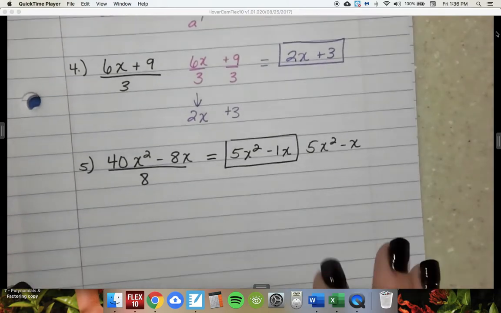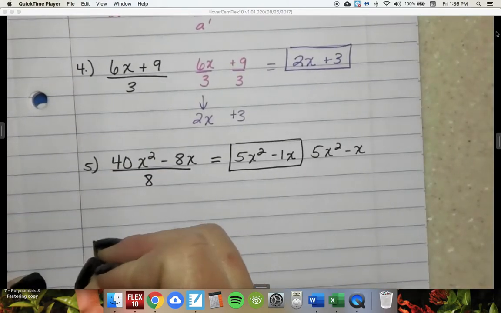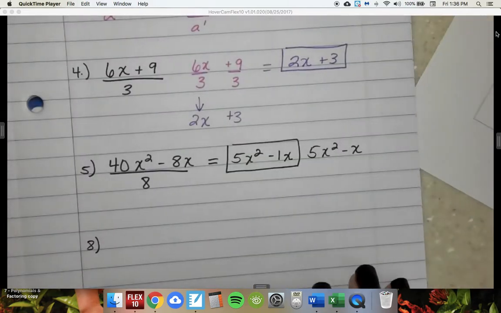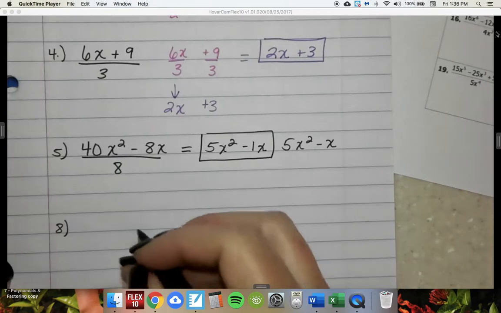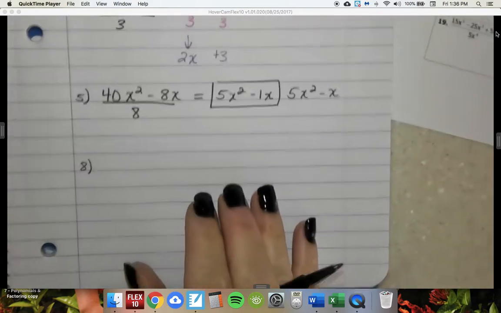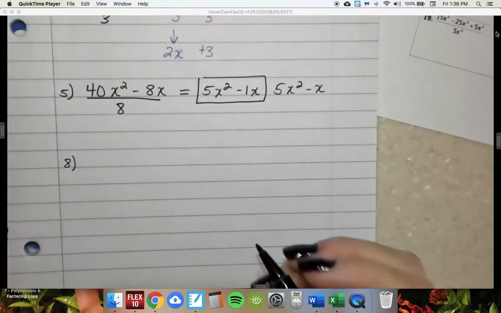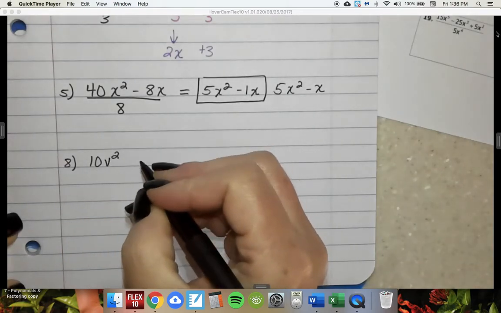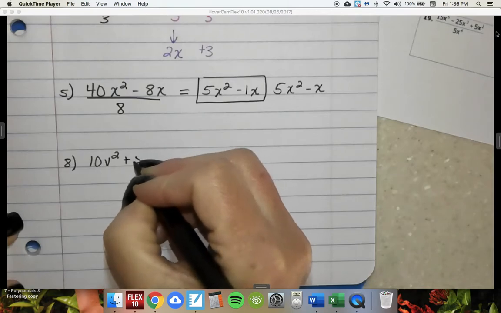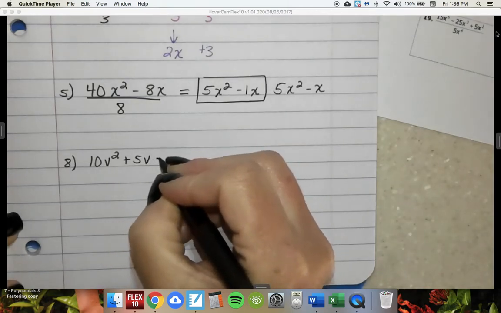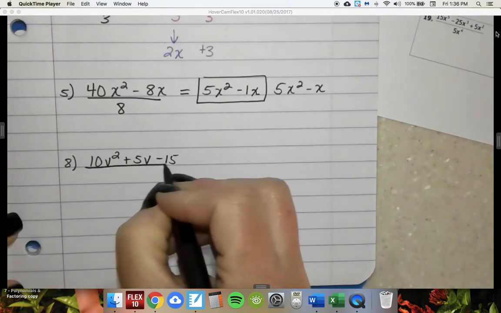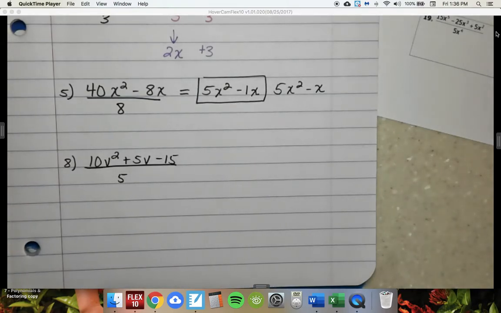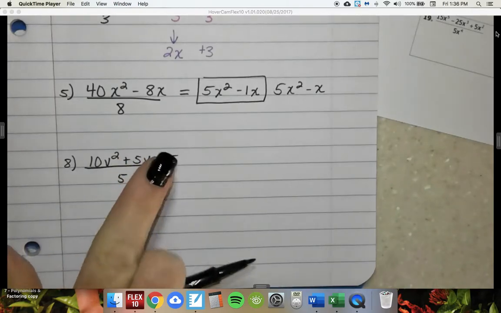Let's do a harder one. This is technically number 8. Number 8 says, in the numerator, 10v squared plus 5v minus 15, and in the denominator, just a 5. So we're going to divide, divide, divide.